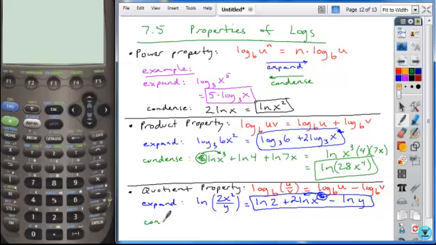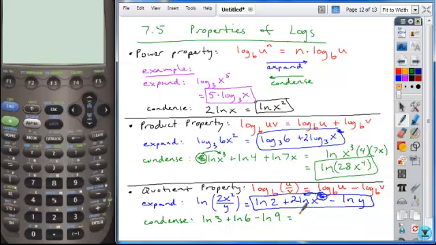All right, and so let's take one last example here of the quotient property in action. And see if you can condense these logs into a single log. So it's ln of 3 plus ln of 6 minus ln of 9.